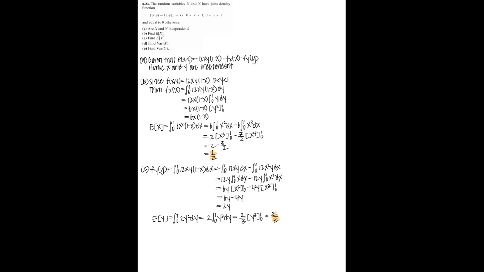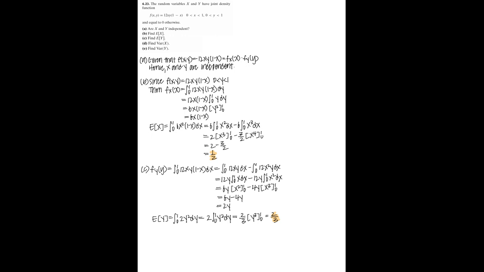C, find the expected value of y. So the probability density function of y is the integral from 0 to 1 of 12xy(1 minus x) dx, which we get 2y. So the expected value of y will be the integral from 0 to 1 of 2y squared dy, which gives us 2/3.